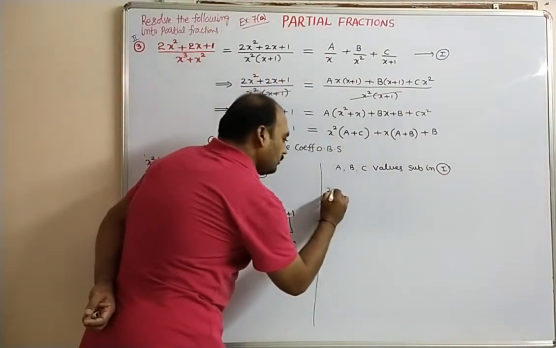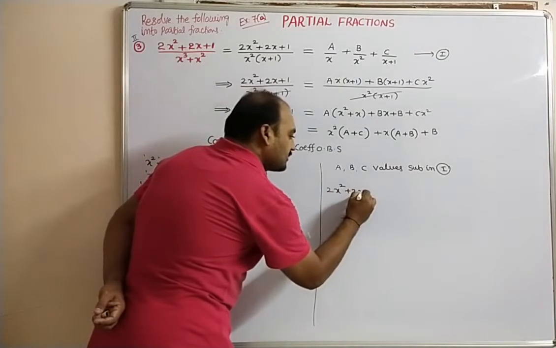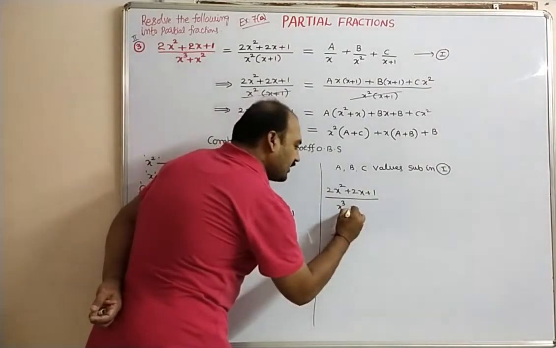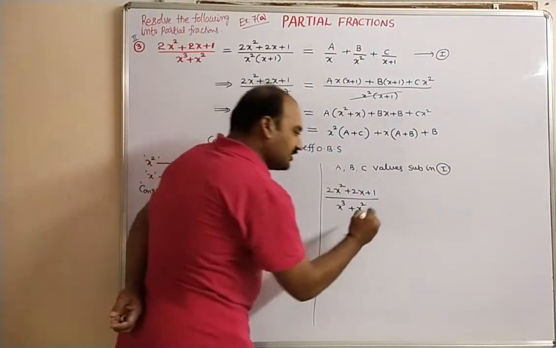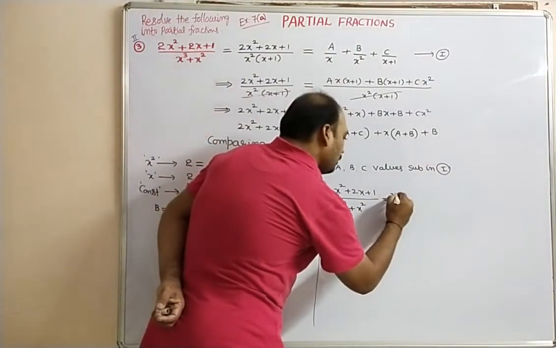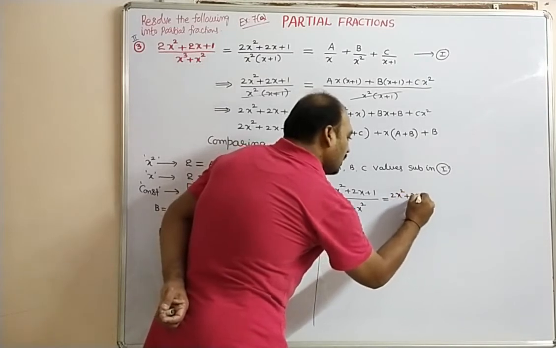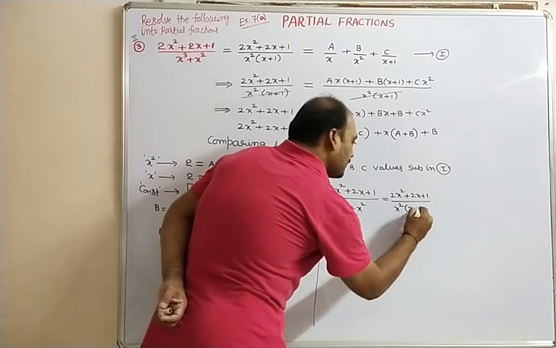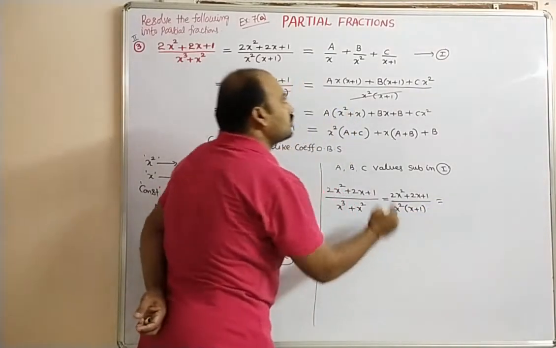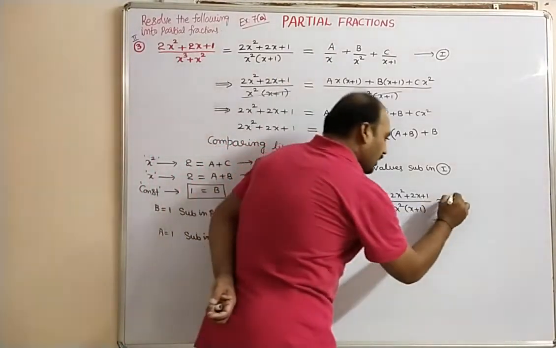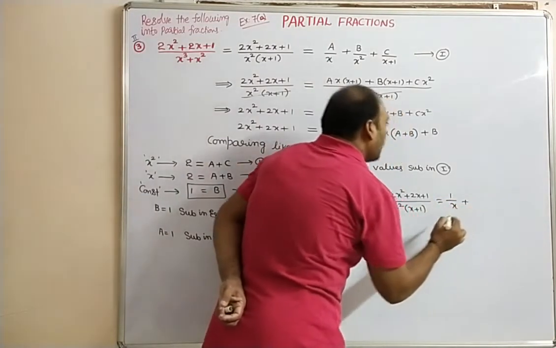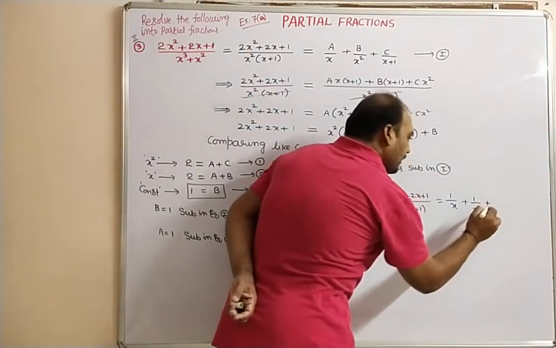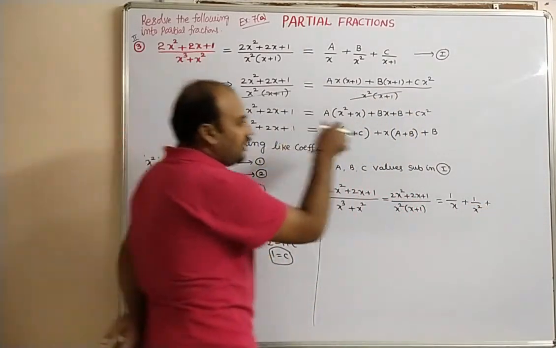2x square plus 2x plus 1 divided by x cube plus x square, which is equal to 2x square plus 2x plus 1 divided by x square into x plus 1, which is also equal to a by x, the a value is 1 by x, plus b by x square, the b value is also 1 by x square, plus c value also 1 by x plus 1.